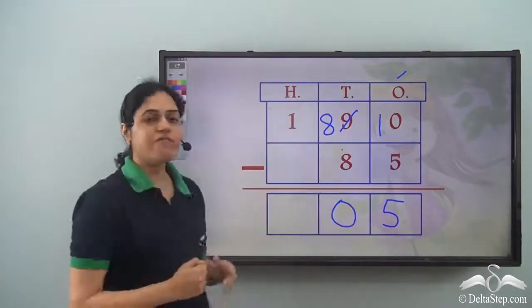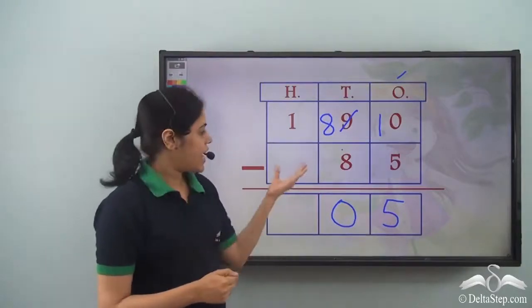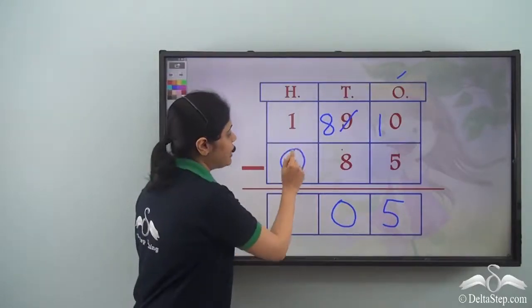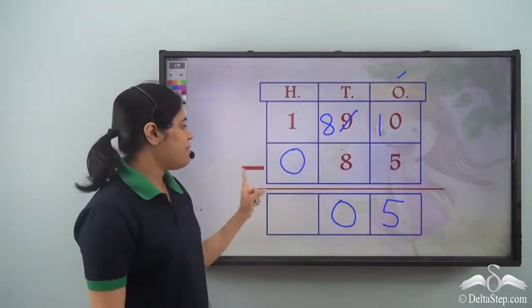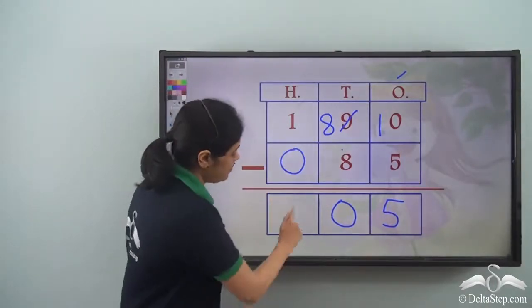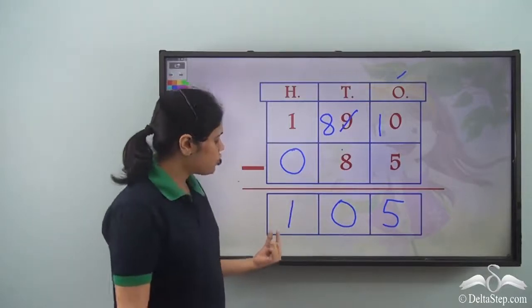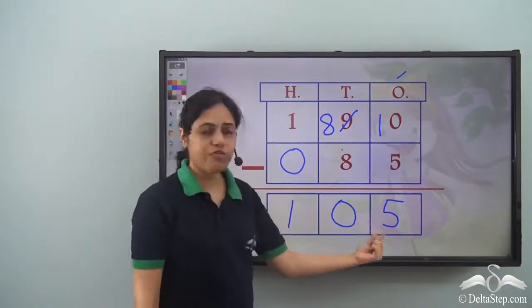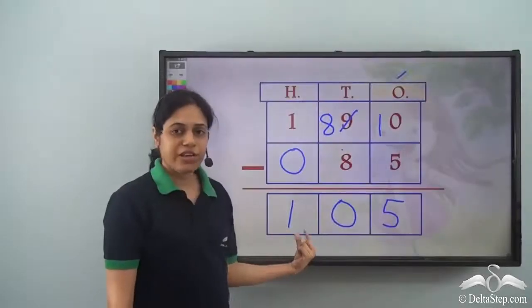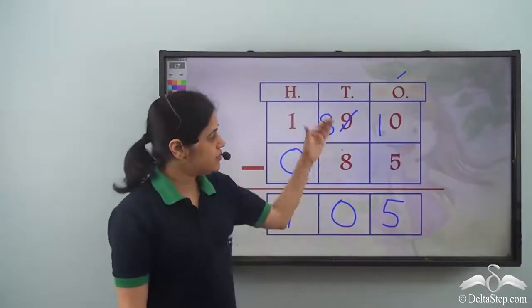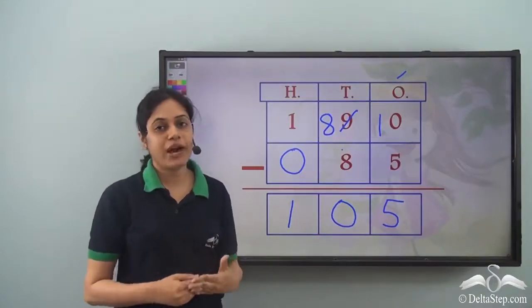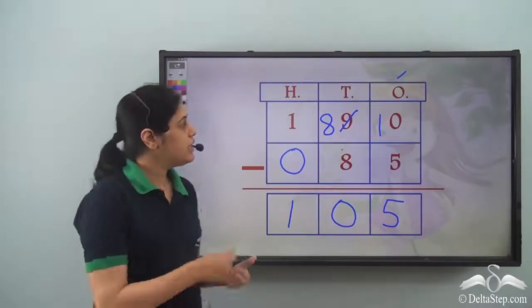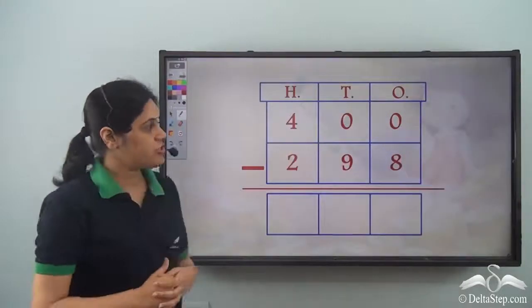And I have 1 in the hundreds room. And this hundreds room is empty. Or I can say there is 0 in this room. So 1 minus 0 is 1. So the answer is 105. 105 is the difference or the answer when you subtract these two numbers. So this is how you subtract 3-digit numbers.